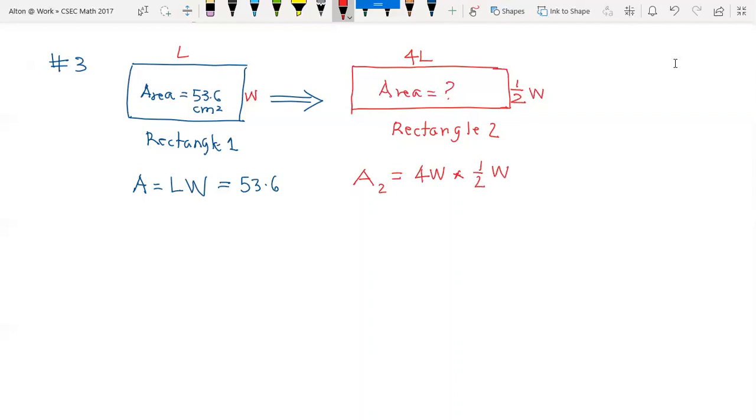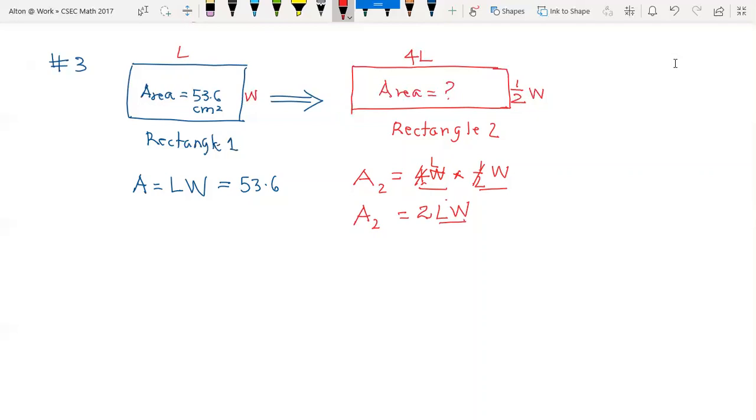Okay, let me correct that. The length is L. So if the length is multiplied by 4, this should be written as 4 times L. So it's 4L multiplied by half W, length by width. Okay, so let's simplify. Half multiplied by 4 is 2. So this becomes 2LW. So the area of rectangle 2 is 2LW.